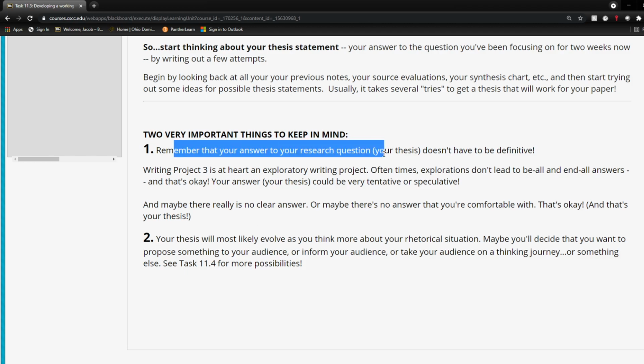Remember that your answer to your question doesn't have to be definitive. I want you to adopt some sort of stance in this paper, but your answer to your research question doesn't have to be black and white. This is what we call an exploratory project. So you should have a stance, you should have some sort of position that you are developing throughout the paper, but it doesn't need to be a very firm stance. It's okay if you're still kind of exploring the ideas.